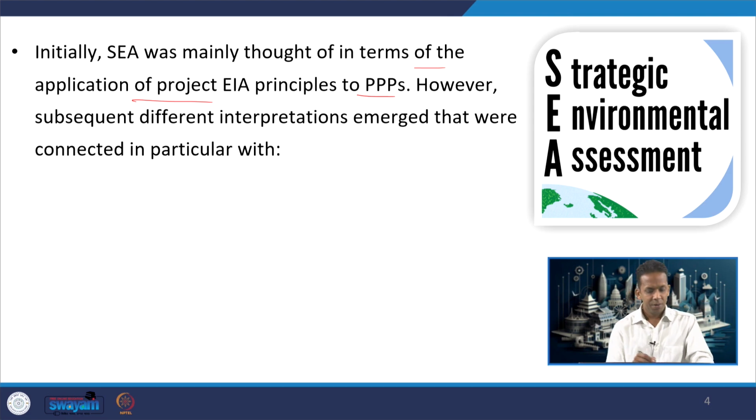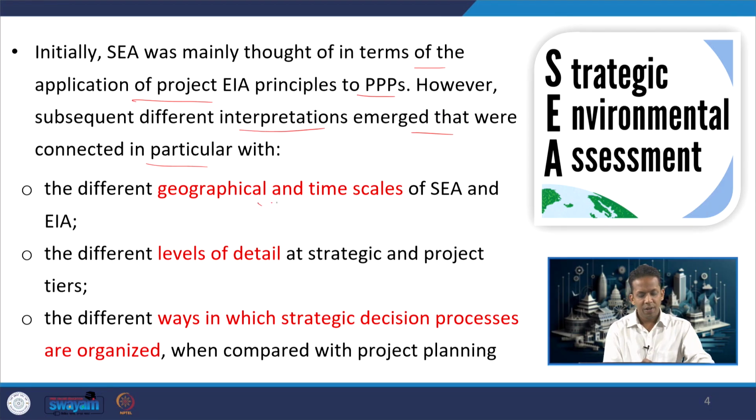And with time, different interpretations emerged, connected in particular with how SEA and EIA differ, maybe in the geographical context, the system boundary context or the application. So, there are different geographical and time scales of SEA and EIA. They do not happen at the same stage with respect to the project. The amount of time required by SEA or EIA would be different. There are also different levels of detail at strategic and project tiers.